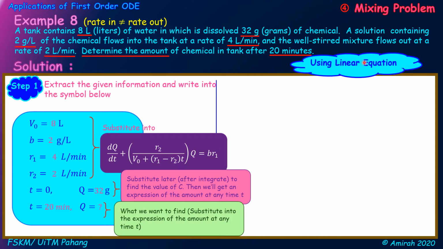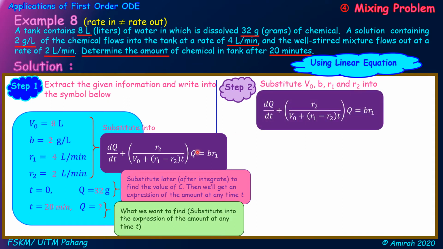So using the linear equation. Before that, when we solve a mixing problem for rate in not equals to rate out, we can only use the linear equation. So using the linear equation, we substitute V naught, b, R1 and R2 into this formula, dQ over dt plus R2 over V naught plus R1 minus R2 times t, Q equals to b R1. Then we substitute one by one.